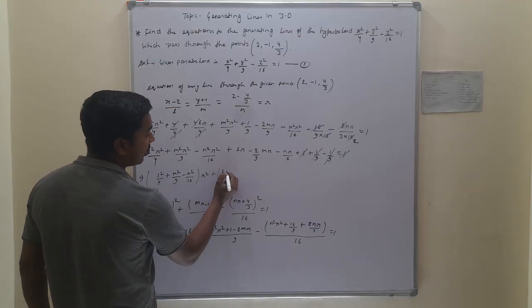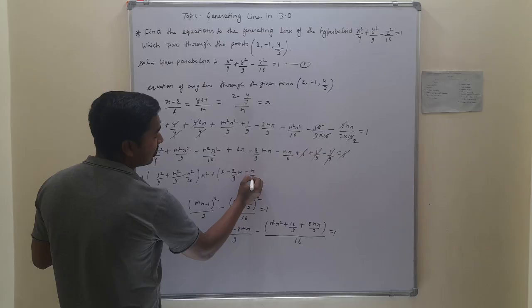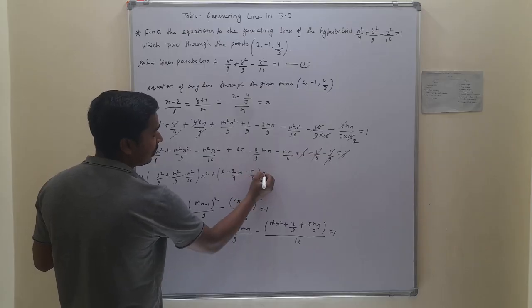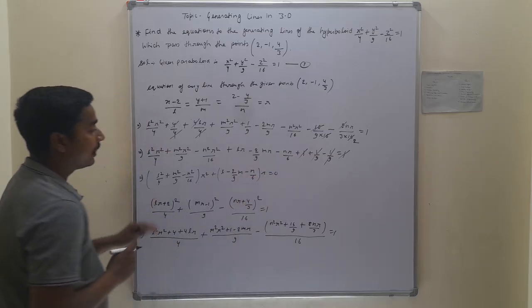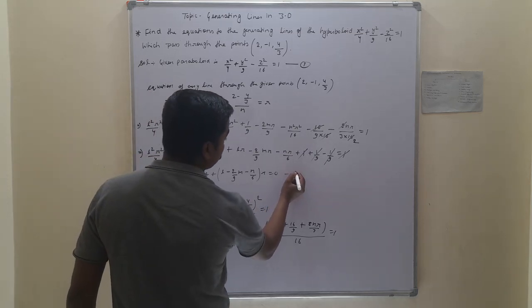We get l minus 2 by 9 m minus n by 6, into r, is equal to 0. And let this be equation second.